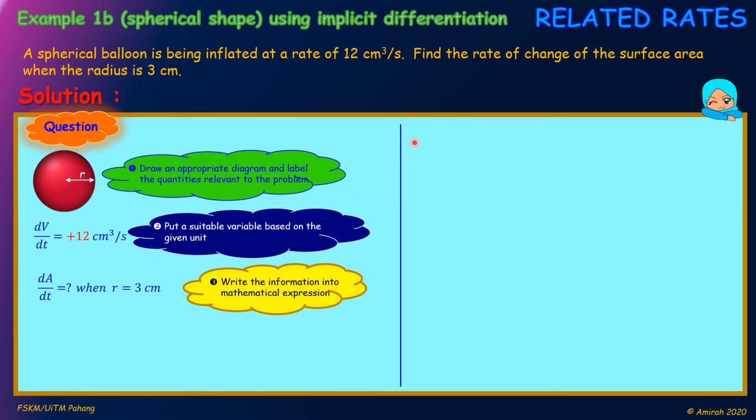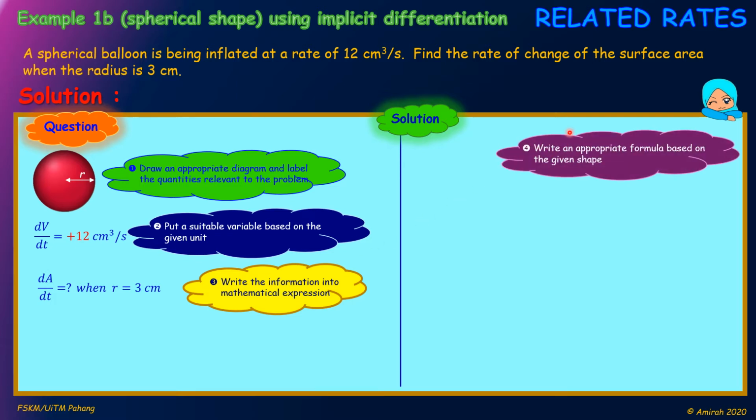Now we continue with the solution. Step 4. Write an appropriate formula based on the given shape. The given shape is a sphere, and we have the value of d volume over d time. So we can start with the formula for volume of sphere. Volume of sphere equals 4 over 3 pi r cubed.